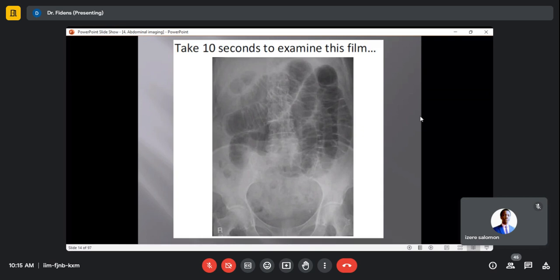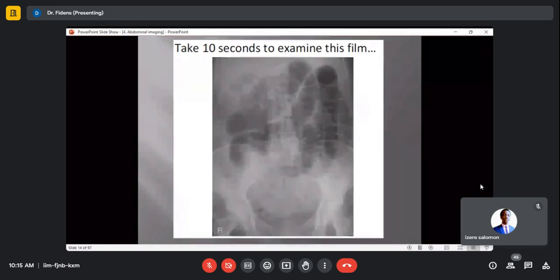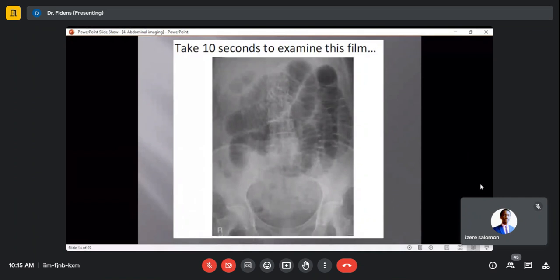Please. I see the liver. Yes, you can see the liver here. The shadow of the liver here. What else? What else, please? Spleen. The spleen. I don't see it. I don't see the spleen. Where is it? I don't see the spleen.